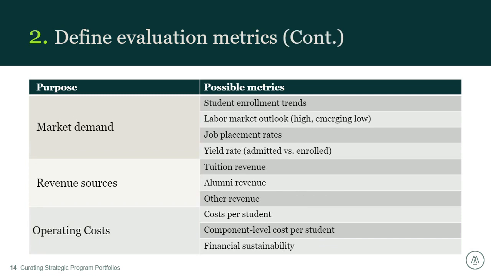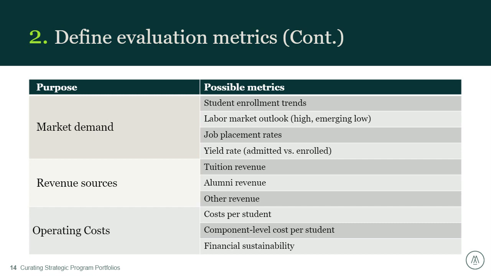And here we have some additional potential evaluation metrics. These are more focused on operational and external factors. So as Scott has already talked about, you'll want to consider market demand for the program. You can also look at student enrollment trends, the labor market outlook, job placement, and yield rate to get a better sense of the demand for this program in today's market. We've also included some revenue and operating cost metrics here to take into consideration given that financial sustainability lens.